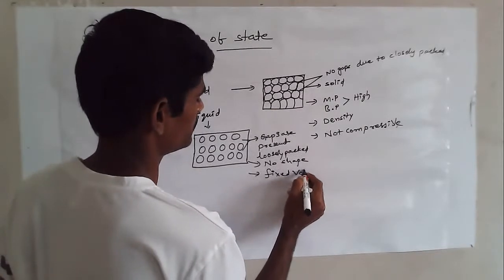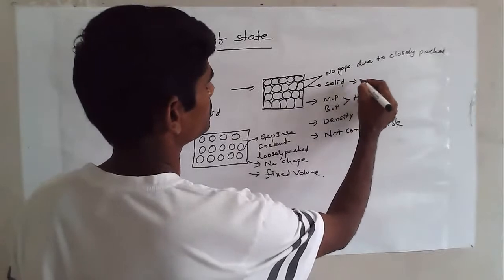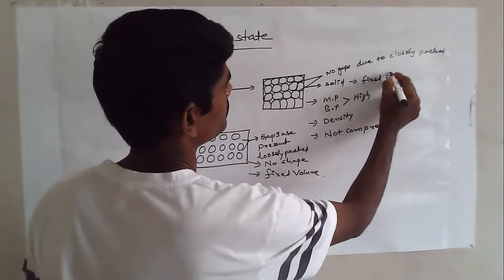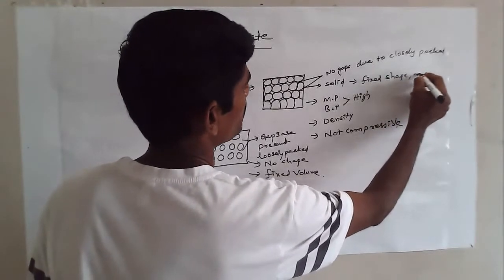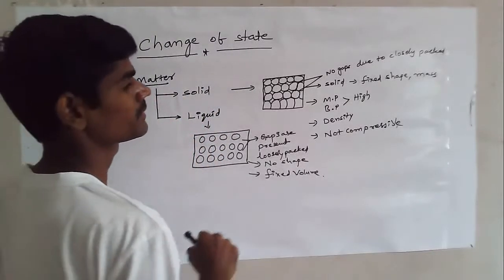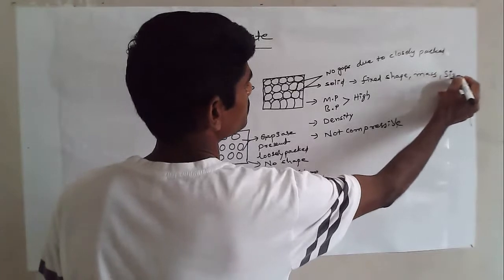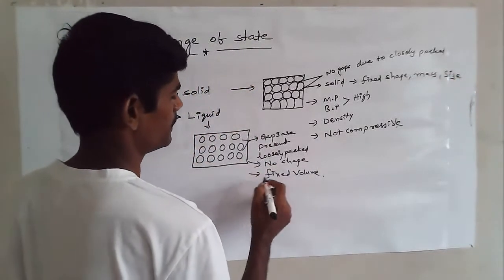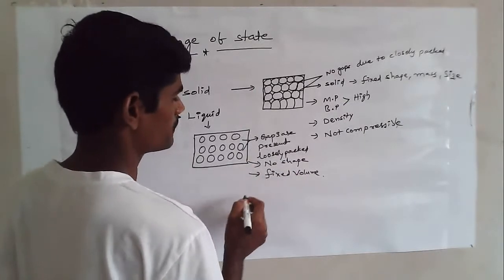Here, solids have a fixed shape, fixed mass, and size. But liquids do not have a particular shape, and liquids have a fixed volume.